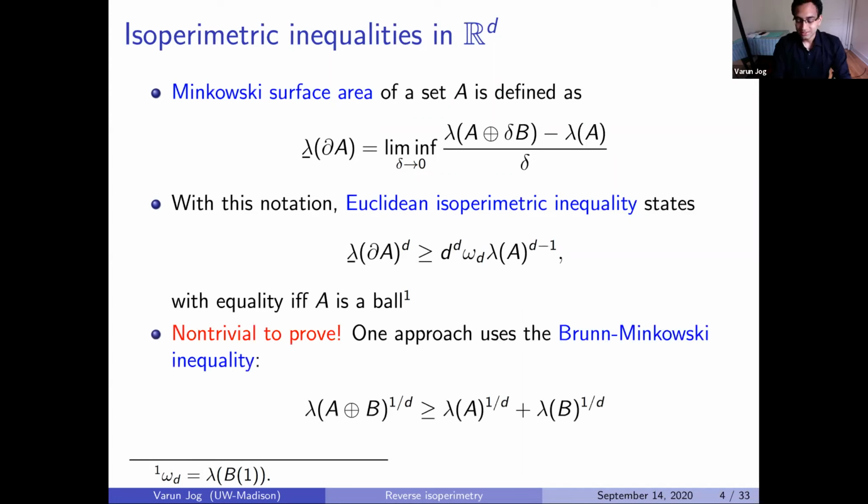Just as with the 2-dimensional one, one might think that this is a natural result, but it's non-trivial to prove. One approach uses the famous Brunn-Minkowski inequality, which is shown below. You basically use this inequality where B is replaced by delta B, where B is the unit ball.